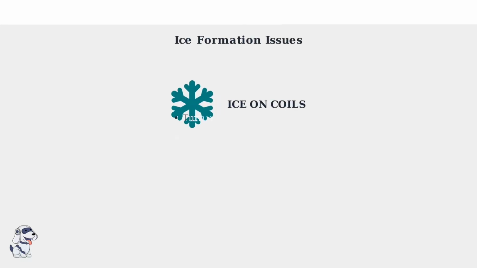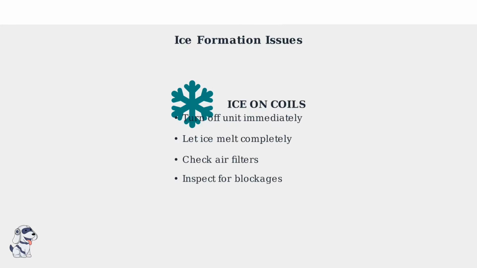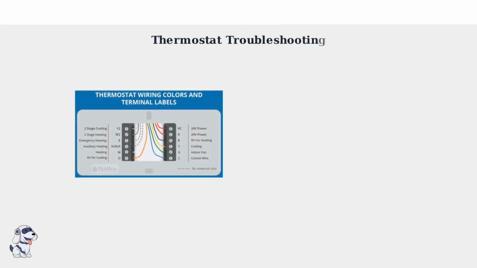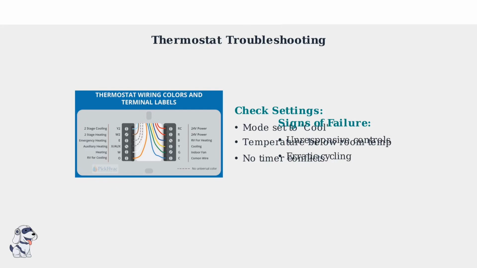If ice forms on the evaporator coils, immediately turn off the unit and allow the ice to melt completely. This usually indicates airflow restrictions or low refrigerant levels. Thermostat problems can prevent proper cooling cycles. Try adjusting the temperature setting lower than the current room temperature. If the thermostat is unresponsive or erratic, it may need replacement.